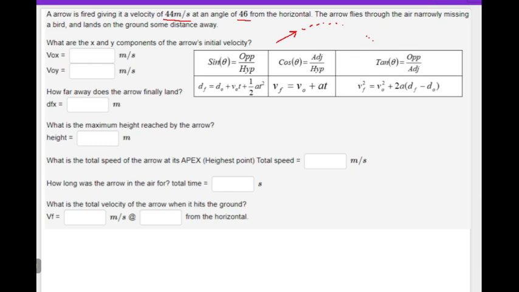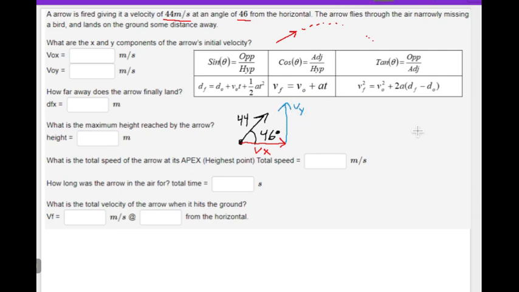Okay. So let's start by drawing a picture. I kind of drew one up above, but I'm going to draw another one here. So here's my arrow. It's being launched at a 46-degree angle, and the velocity that it's being launched at is 44 meters per second. So once I have that drawn out, I can go ahead and draw my x velocity, which would be right here, vx. And then I can add the y velocity, which is going to be right here, vy.